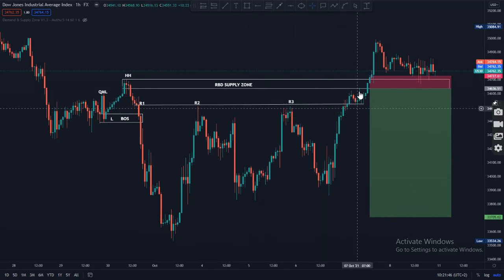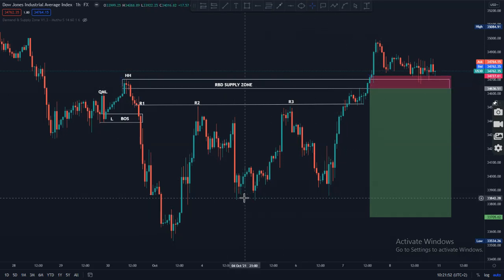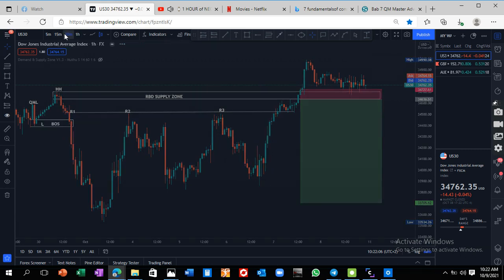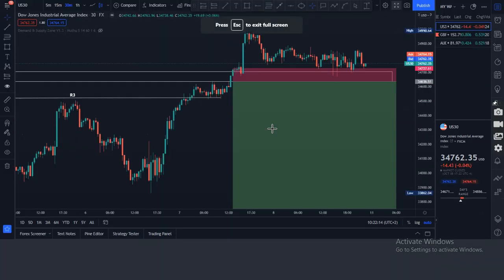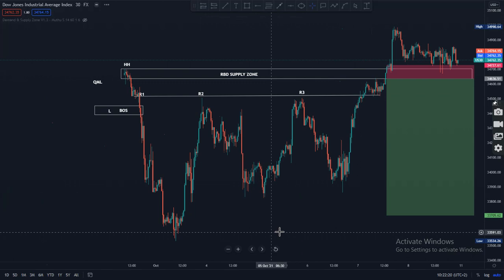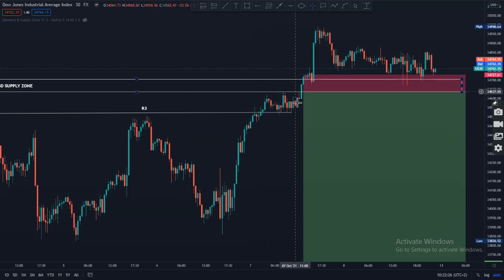Usually what we expect after price breaks from this level, we expect price to actually drop, because we expect that this level is a nice supply zone, which it was. So let's go to the lower time frame, the 30 minutes time frame, and see what's happening there. But price literally just went through the roof. This is what was happening on the lower time frame, and this is what happened. It literally just went through.